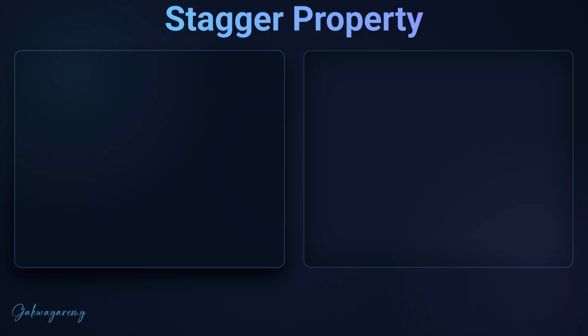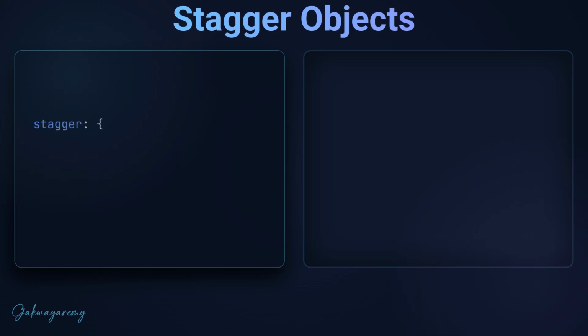Stagger lets you animate a whole group of targets with a single line of code. By adding the stagger property, you can create beautiful ripples and sequential entrances. You can even use stagger objects for advanced control. Define the grid, the starting point, or even a custom function to create complex rhythmic patterns across your UI.